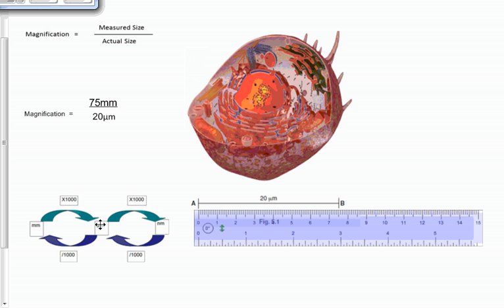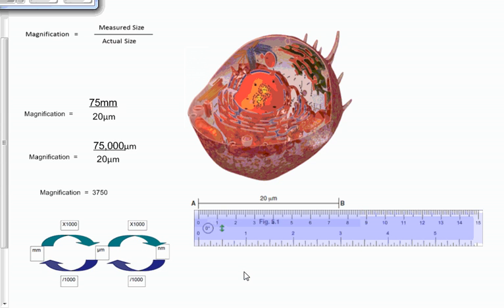So we're going to multiply 75 millimeters by 1000 to get 75,000, and then we're going to divide by 20. So my final calculation looks like this: 75,000 divided by 20. That gives me a magnification of 3,750. Again, you want to do a final check to make sure that's plausible. If I've magnified this image by 3,750 times, that's quite a high level of magnification.